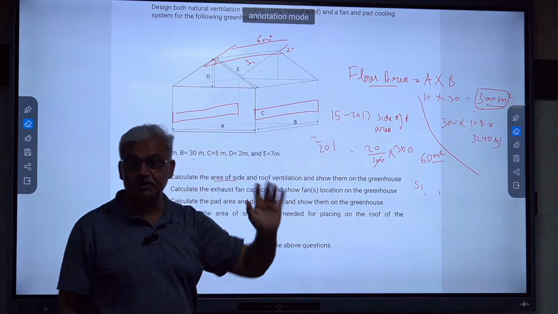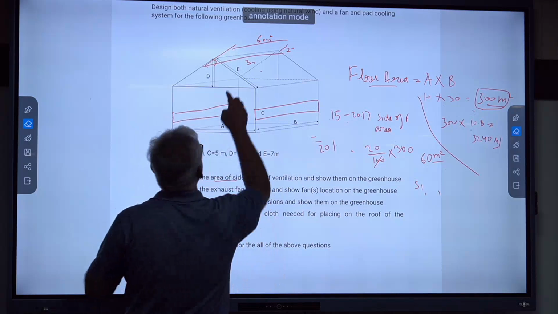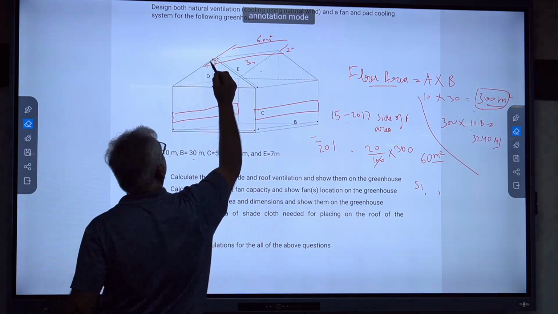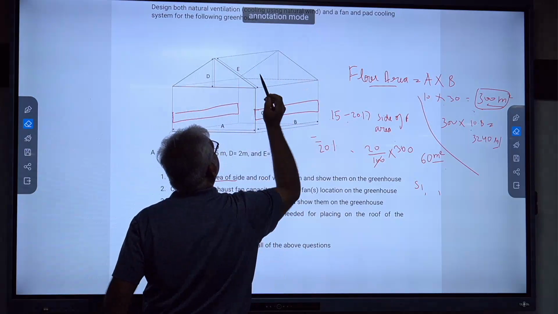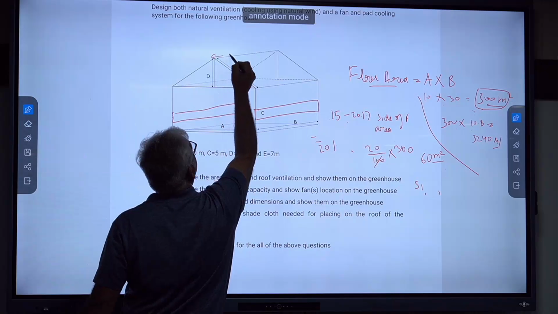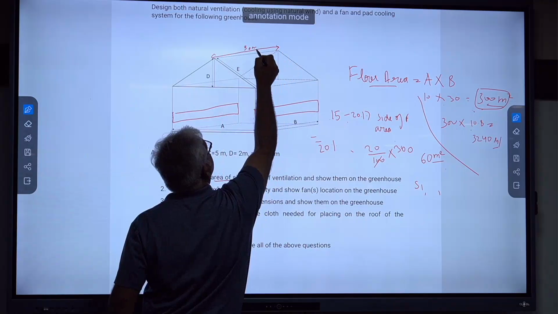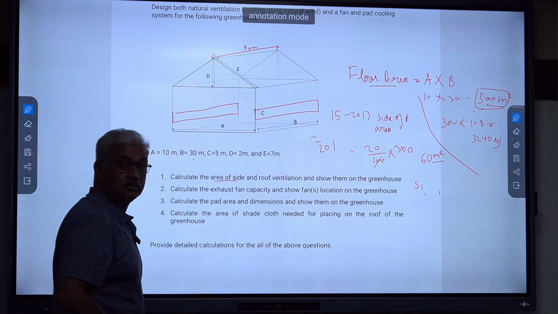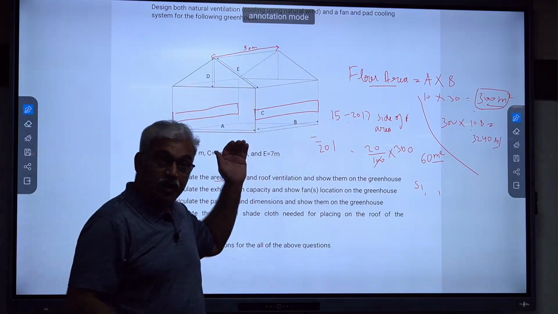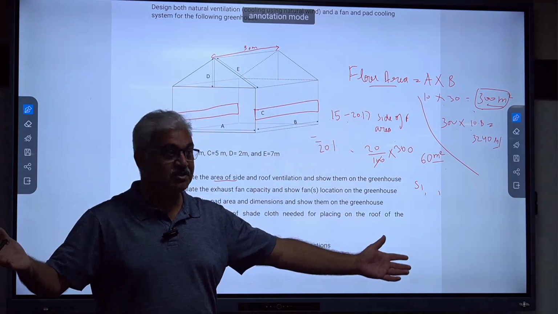How do you get 60 meters square? You already know that this one, okay, let me erase it, right? So you know that distance from here to here is what? 30 meters. You see that B is same as that, right? So already the length is given to you. You can't get more than that. That's it. 30 meters is the maximum.